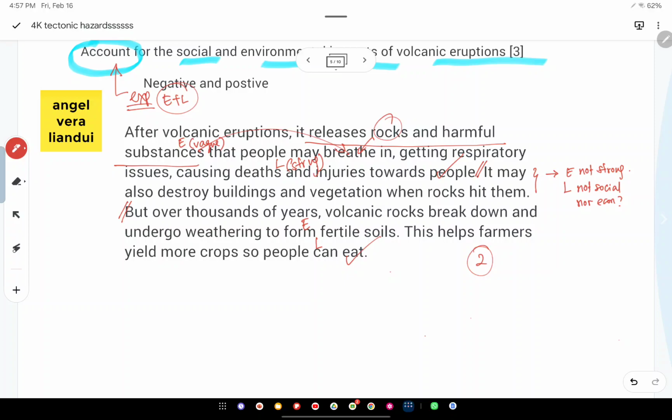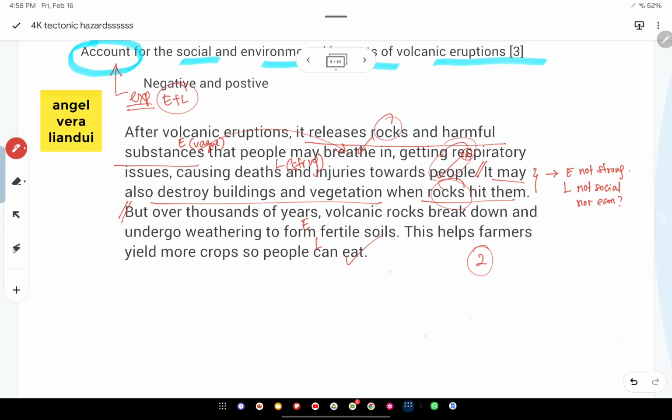Okay. Second point, it may also destroy buildings and vegetation when rocks hit them. This one I just outrightly didn't give at all. The first one I can still consider, should I give or don't give? Second one, I'm just not giving. Reason being, where do these rocks come from when I'm asking you about volcanic eruption, not about rocks, not landslide? Unless you can give me the link between volcano and rocks.